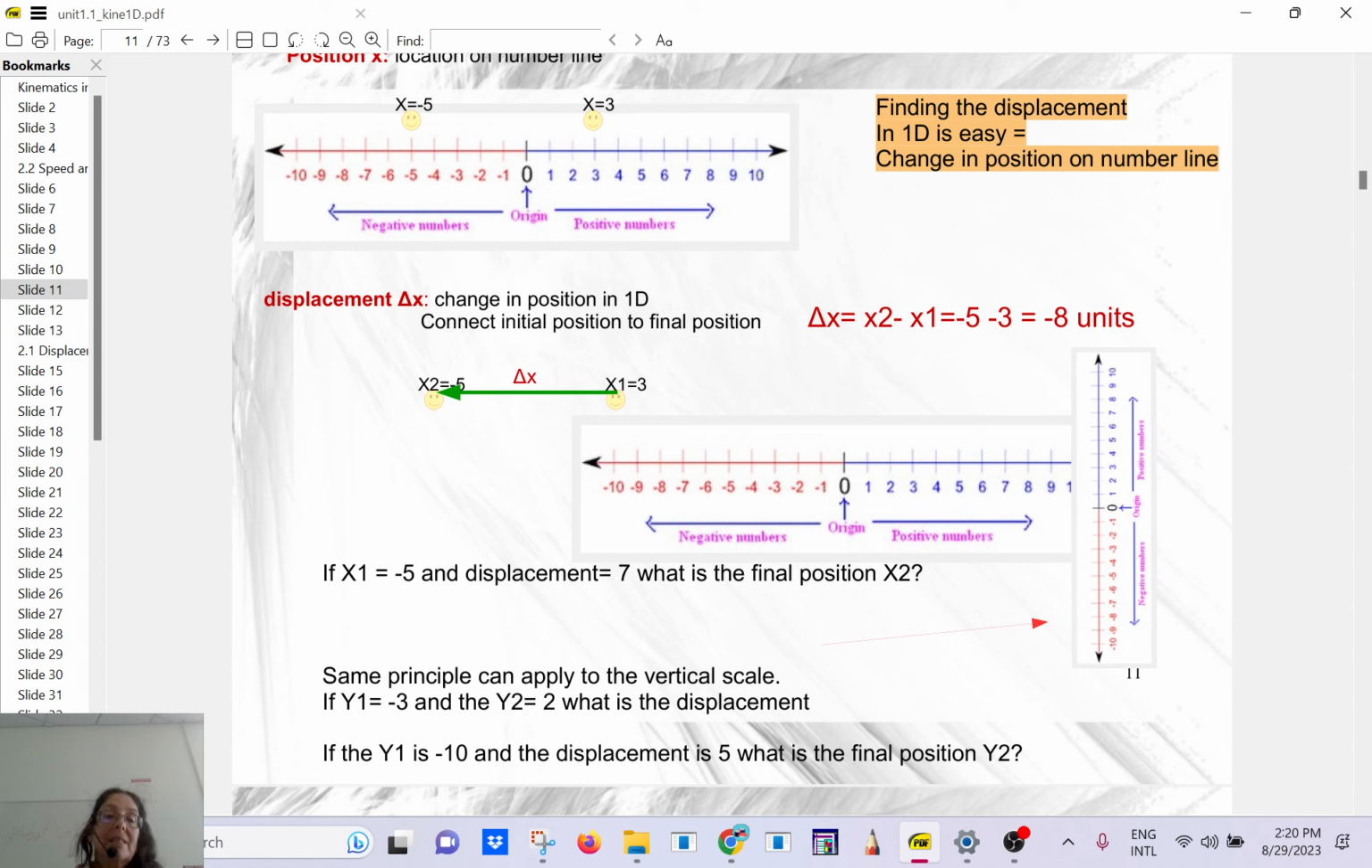If you have a displacement of negative 10, that means you are going down. And if the displacement is 5, where do we end up? Initial position is minus 10, and the displacement is 5, which means you go up 5. So minus 10 plus 5 is negative 5. You go up by 5, so you end up at negative 5. Okay?